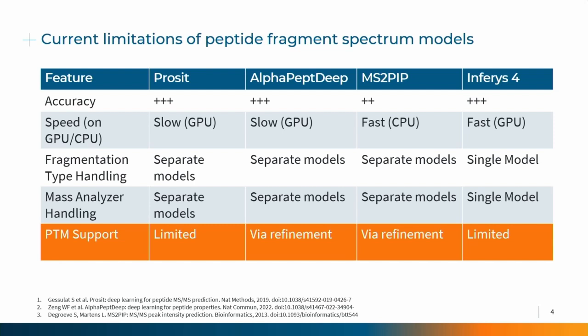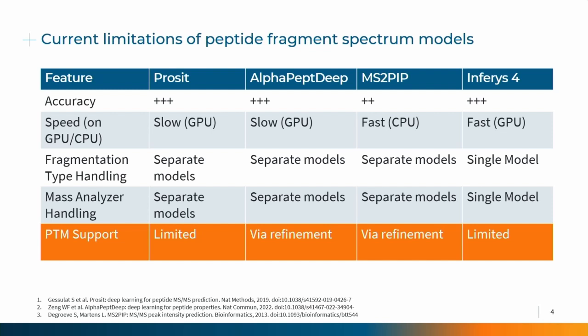on the table. Let's compare PROSIT, AlphaPepDeep, MS2PIP, and MSAID's last year fragmentation model INFERYS 4 to each other. While most of these models can accurately predict fragment intensities for the peptides, when it comes to speed, INFERYS 4 is faster than all the other GPU-based fragmentation models. On the other hand, we have MS2PIP, which is a classic machine learning algorithm rather than a neural network, and it's deployed on the CPU and is faster than the other GPU-based models.